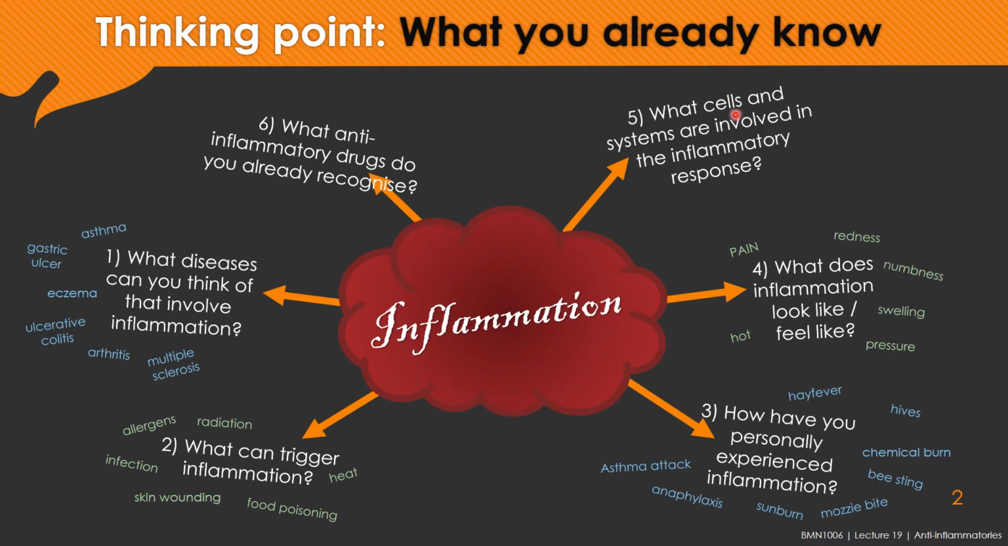Question number five, what cells and systems are involved in the inflammatory responses? Okay, you've got the lymph nodes, which filter out your lymph to clear off bacteria and microorganisms. Macrophages, which is basically a cell that engulfs foreign bodies. Spleen, that filters out your blood to screen and to remove any microorganisms. White blood cells, you should know what they do. And mast cells, which is a cell type that specifically produces histamine that is important in causing the allergic responses.